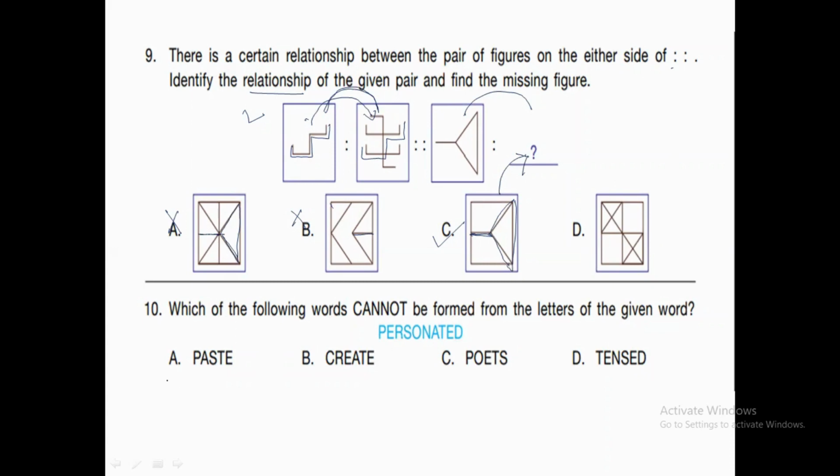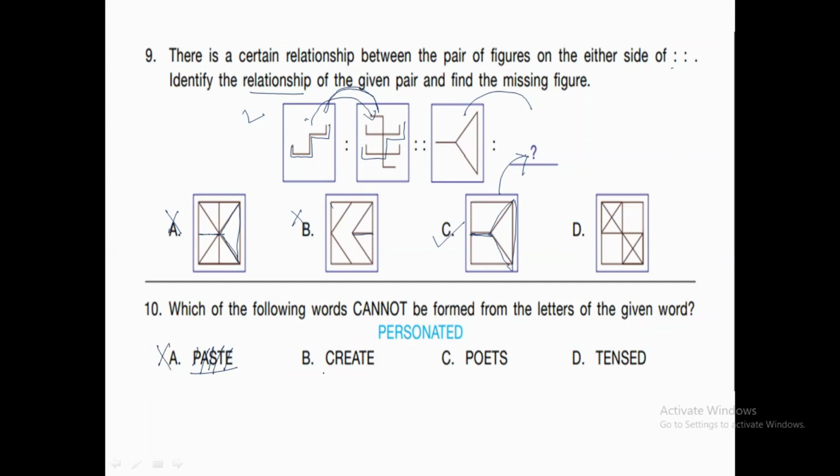The first option is PAST, paste. So we have to check that all the letters are present over there. P, yes, P is here. A is here. S, yes, S is also here. T, yes, T is also here. E is also here. So we can form this word paste, and that's why this cannot be the correct answer.